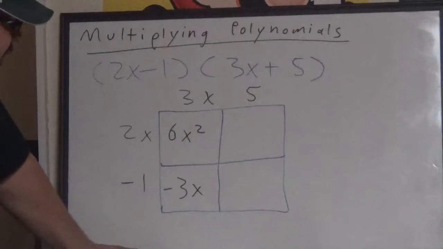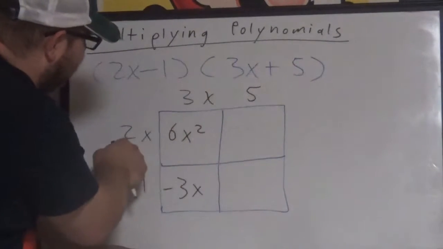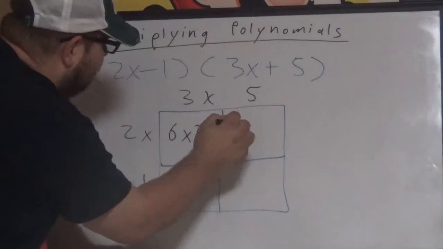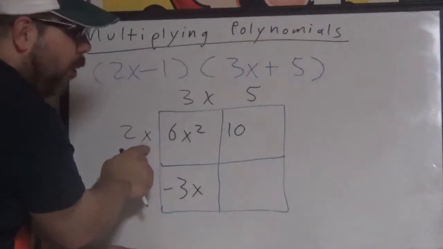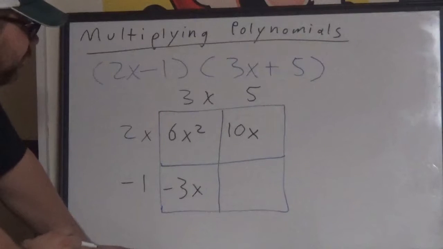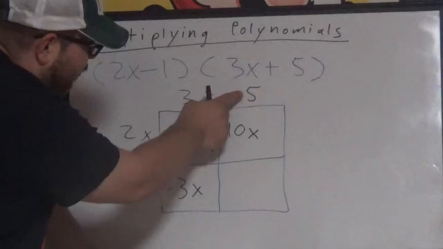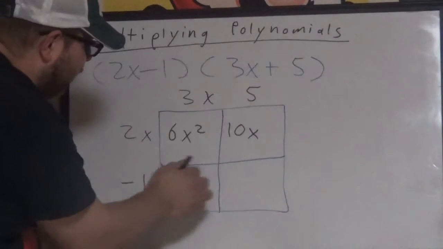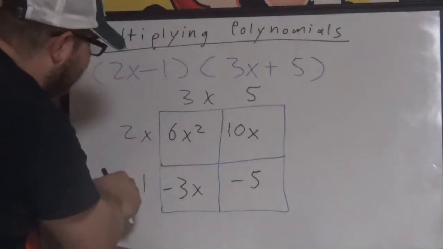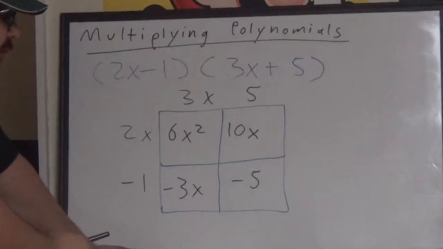Negative 3x. Same thing up here. We have a 5, and we have a 2x. Well, 5 times 2 is 10, and then we have an x, just 1, so I'm going to put 10x. And then finally we have 5 times negative 1 is negative 5. Remember, look above and look to the side. Do multiply.